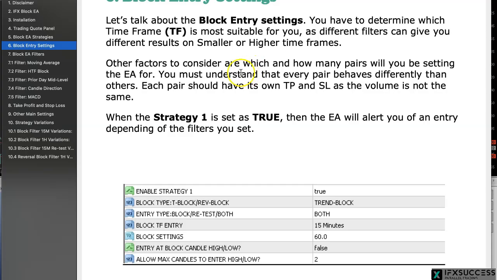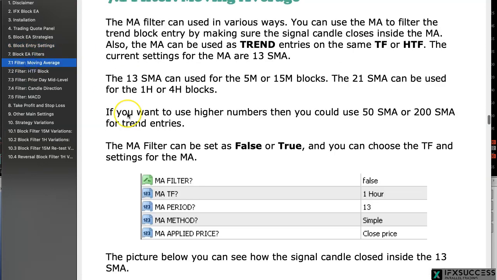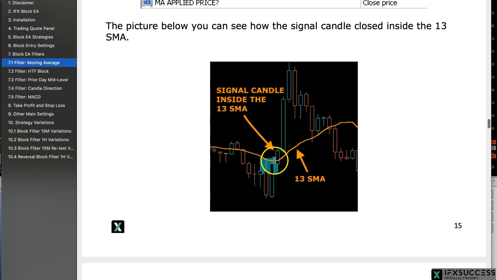And pretty much you're going to have the manual, which is right over here. We talked about every single filter in here, right? Moving average filter, how does it work? It makes sure that the signal candle is inside. If the signal candle closes inside the moving average that we specify, it could be 21, 13, 8, whatever it is that you want, you can do that.